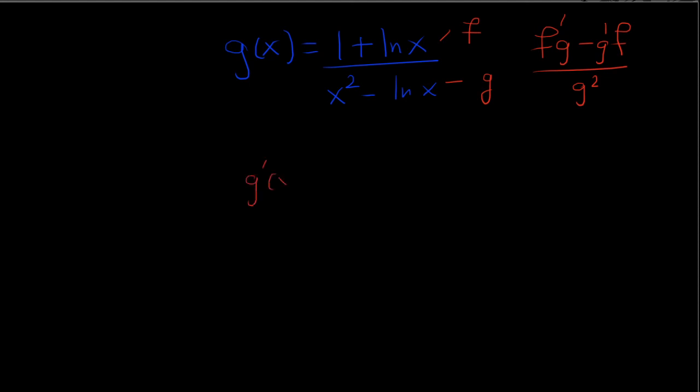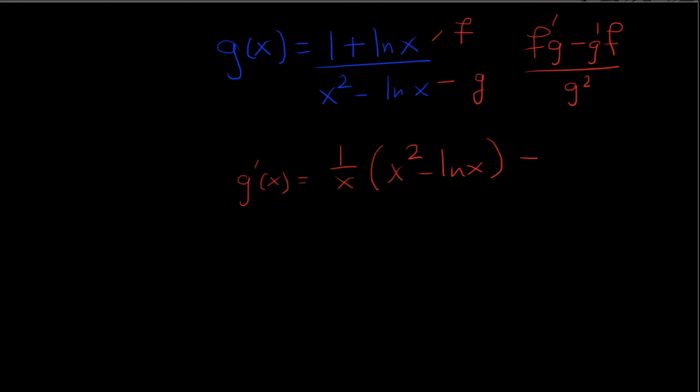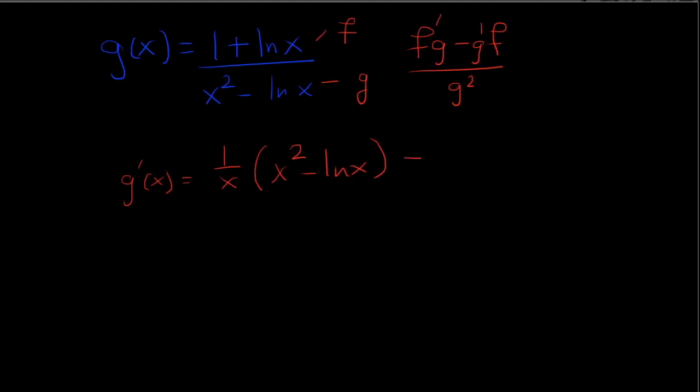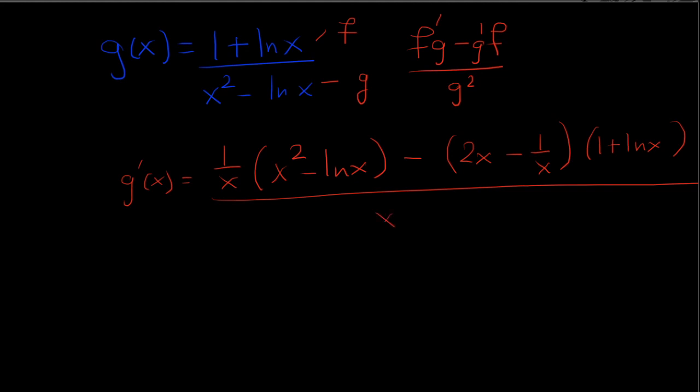So the derivative of f is 1 over x, because the derivative of natural log x is 1 over x, and the derivative of 1 is 0, times g, and then minus the derivative of g. So derivative of x squared is 2x, and derivative of ln of x is 1 over x, times f all over g squared.